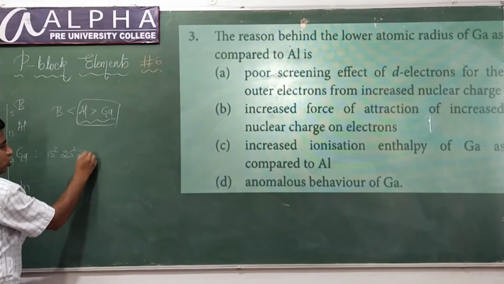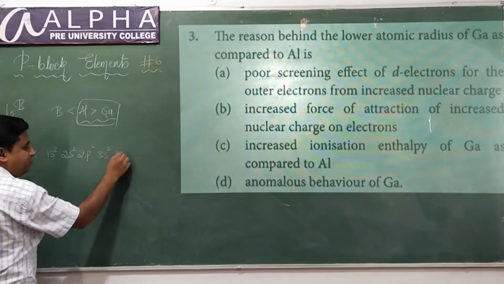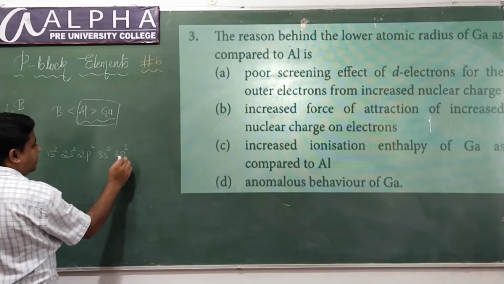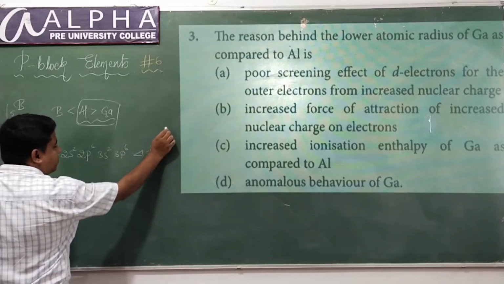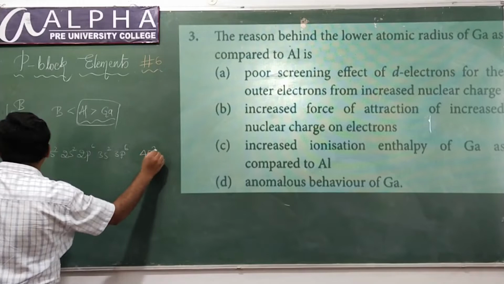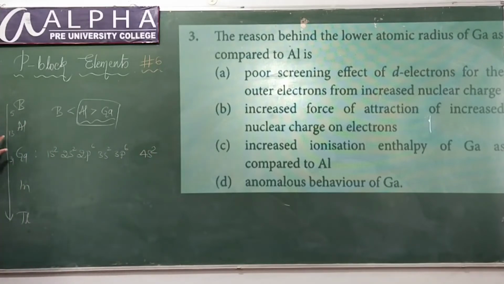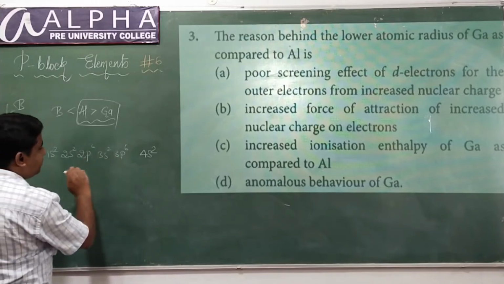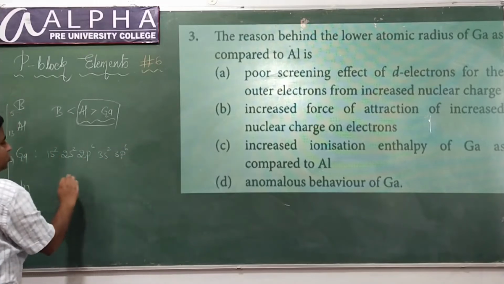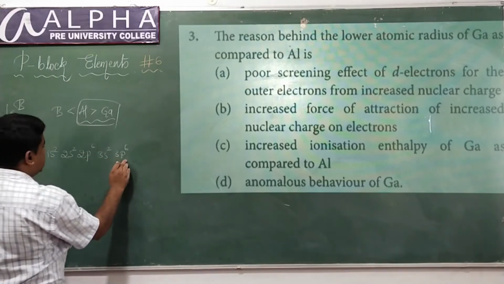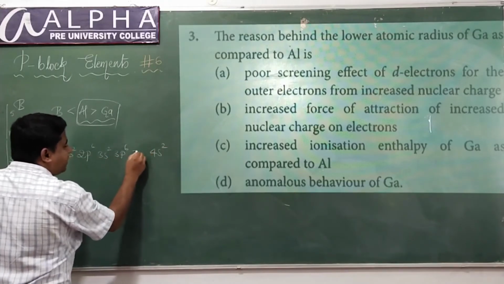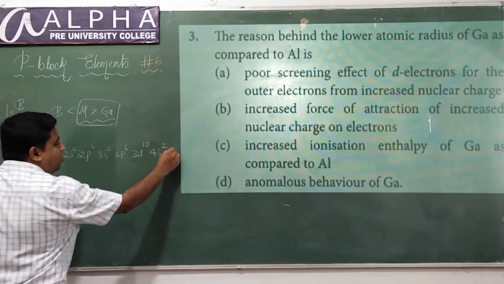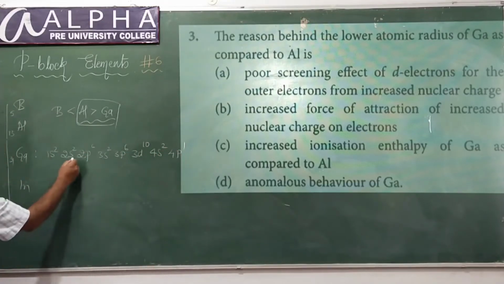1s2, 2s2, 2p6, 3s2, 3p6, and then 4s2. So 5 plus 8 is 13. 13 plus 18 is how much? 13 plus 18 is 31. So 1s2, 2s2, 2p6, 3s2, 3p6, 4s2, 3d10, correct? 4p1. Understand this, observe this.